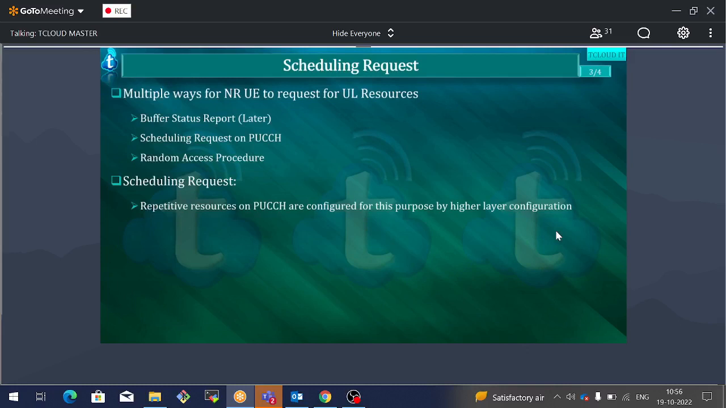Now the next part in the PUCCH is called a scheduling request. So what would be there in this scheduling request? First of all, why is this scheduling request needed? In NR, there are multiple ways of requesting uplink resources: buffer status report, scheduling request on PUCCH, and random access procedure.